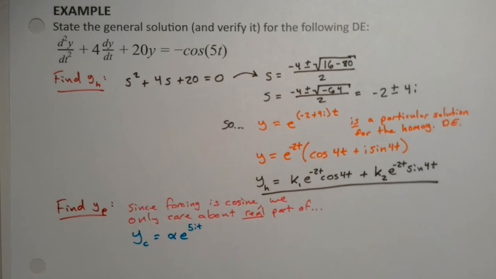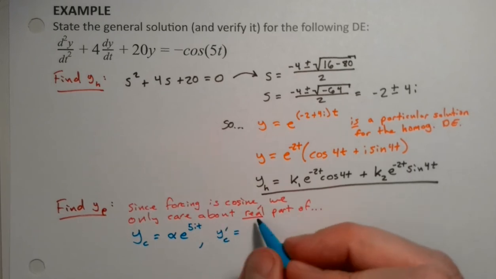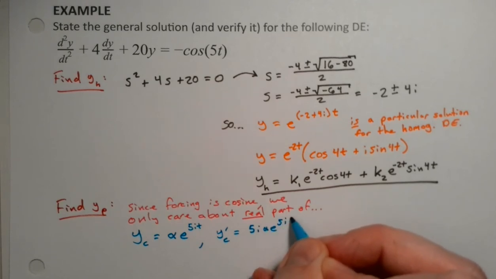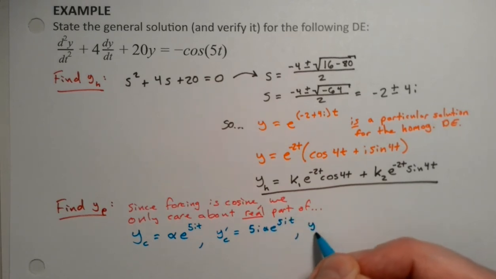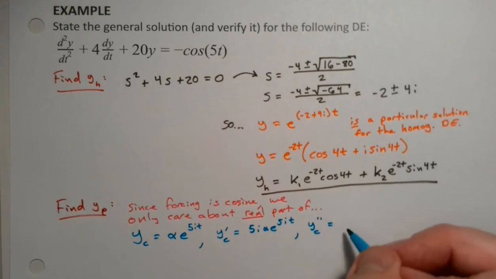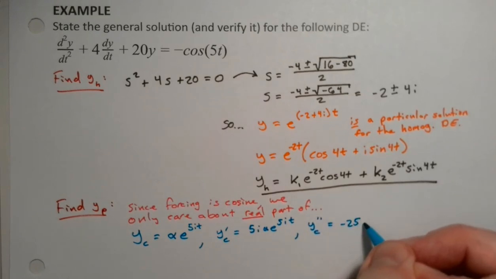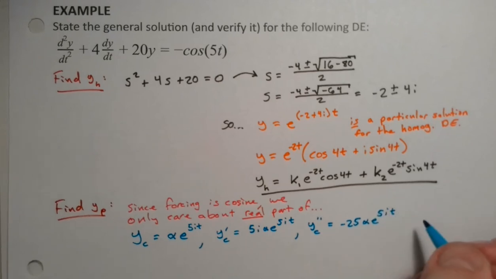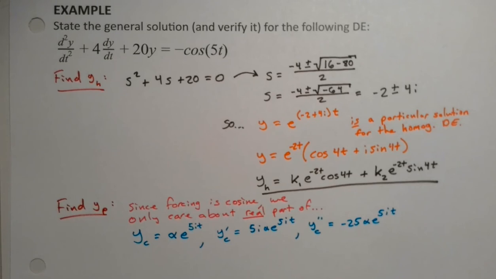So if that's our guess, then we should be able to come up with its first derivative and second derivative. So this is 5i alpha e to the 5it. And our second derivative is going to be negative 25 alpha e to the 5it. And so we're going to sub those in and see what happens.